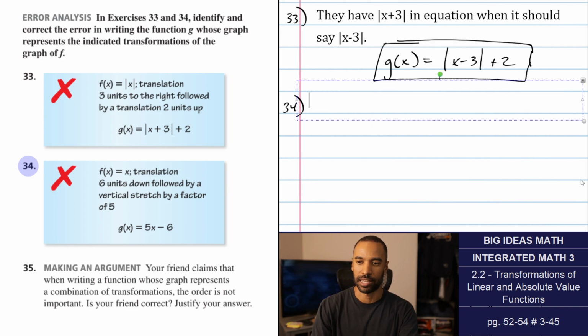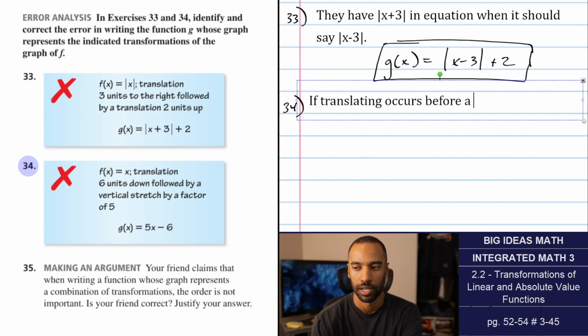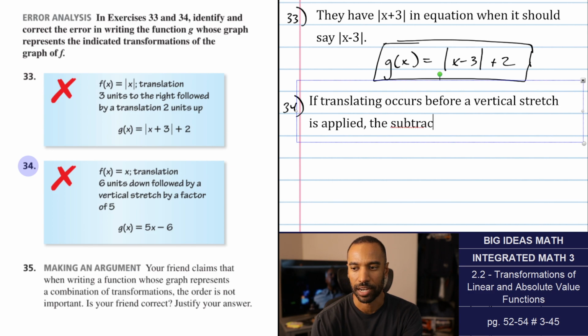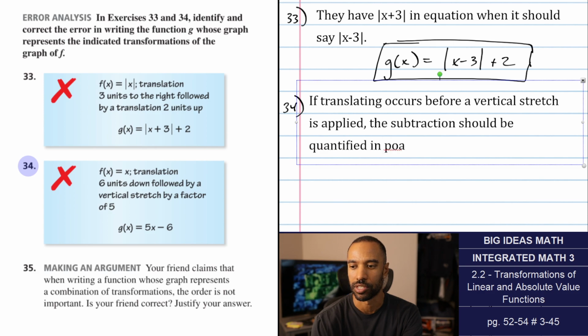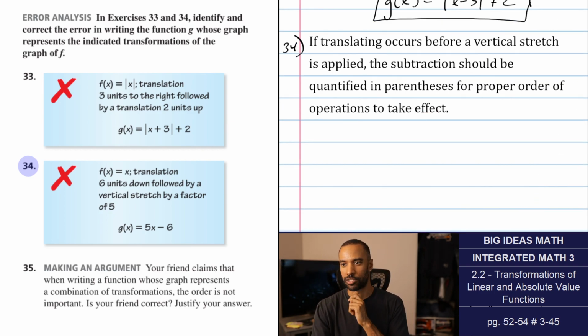If subtracting 6, I should say translating, occurs before a vertical stretch is applied, the subtraction should be quantified in parentheses for proper order of operations to take effect. Right? You want to do the subtraction first, and then the multiplication, which affects the subtraction.